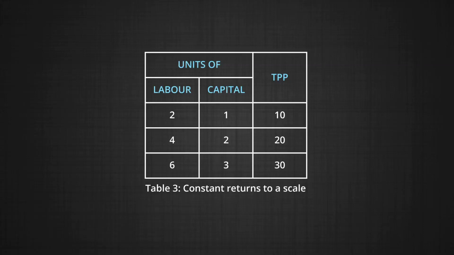Output has increased exactly as much as inputs have in proportionate terms. Can you work out the proportionate changes in inputs and outputs between the second and the third rows of this table? What proportion have inputs increased by? And what proportion has output increased by? As you've probably worked out again, inputs as well as output have both increased by 50%. So, constant returns to scale hold in this case.